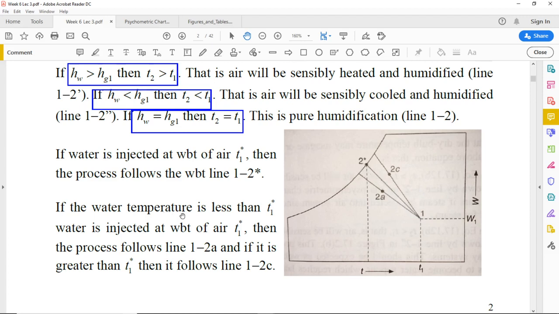If the temperature of water is less than the wet bulb temperature of air at state 1, we will follow the process line 1 to 2a. And the third one is that if the temperature of water is greater than the wet bulb temperature of air at state 1, we will follow the process line 1 to 2c.